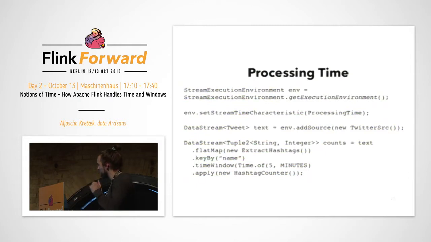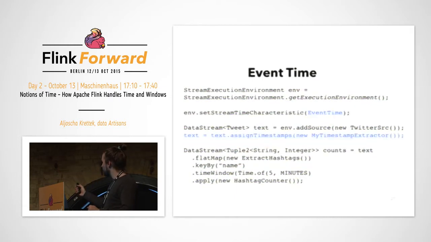So this gives you processing time, which, as I showed you, can be incorrect if your sources have out of order elements and they have delay and so on. So what you would then want to do is change to event time. And here actually only the blue text is what has changed from the previous example. None of the operations, where we extract the hashtag, where we define the window, where we apply the window function that does the actual computation, have changed.